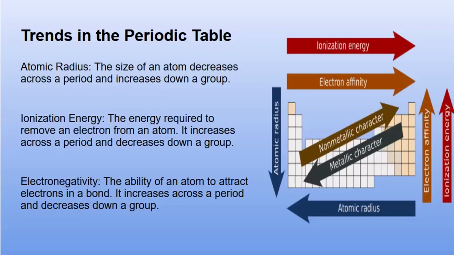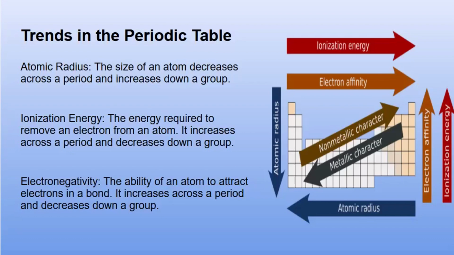Our next point is ionization energy. This is the energy required to remove an electron from an atom. As you move across a period, ionization energy increases. The more protons in the nucleus, the harder it is to remove an electron because the attraction is stronger. But as you move down a group, ionization energy decreases. The electrons are farther from the nucleus and feel less attraction, so it's easier to remove them.